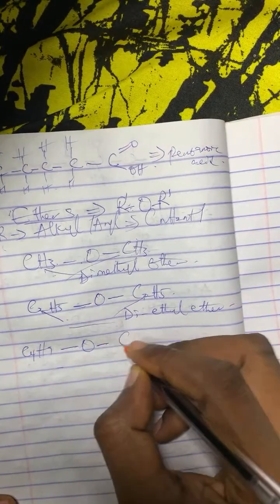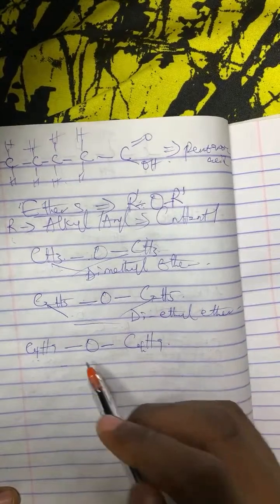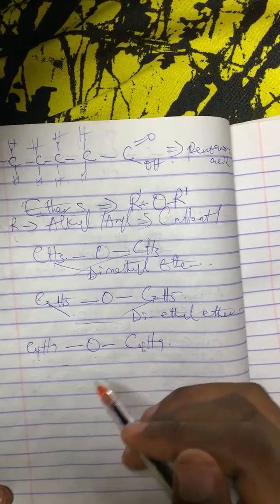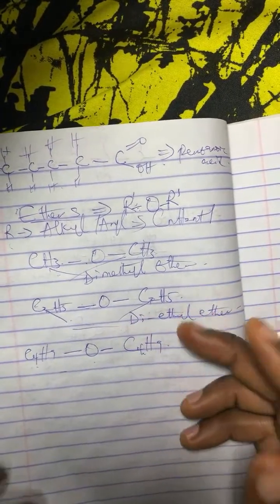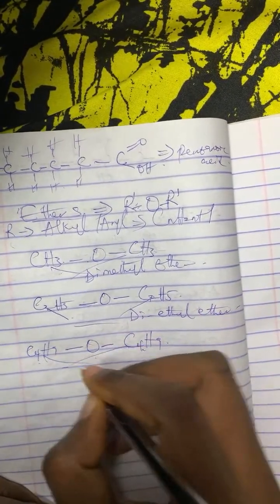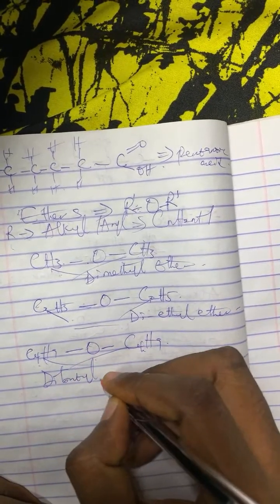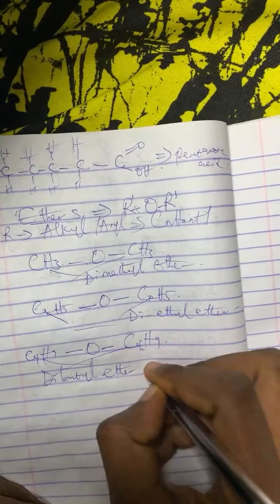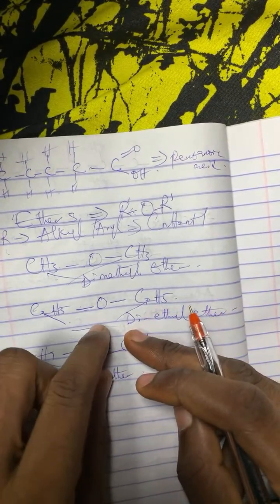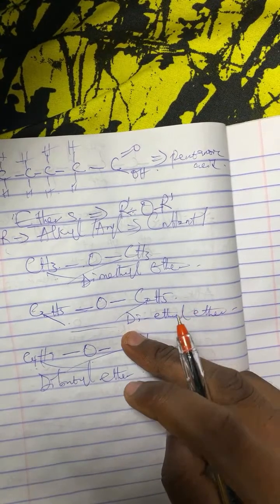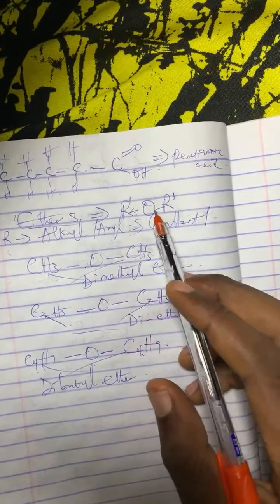C4H9O C4H9. These are butyl ether, or you say what? Dibutyl ether. So whenever you have two R groups, the name is dibutyl ether. Whenever we have two R groups separated by a single oxygen atom, that compound is called an ether. So that is why we have the formula ROR.